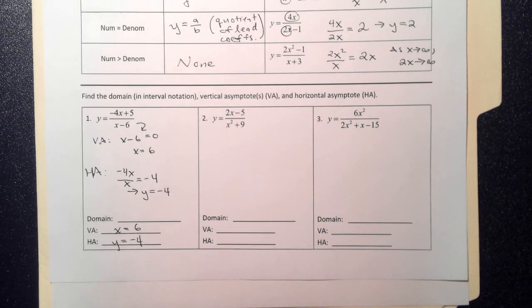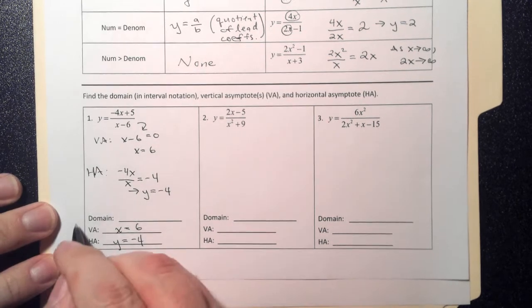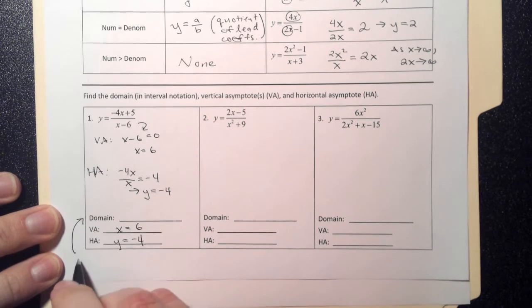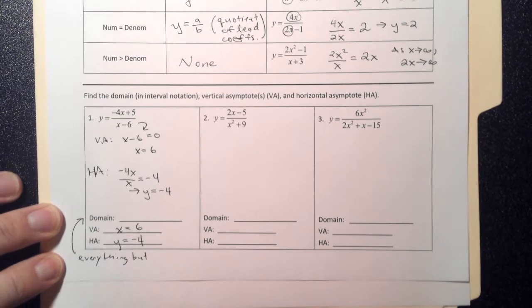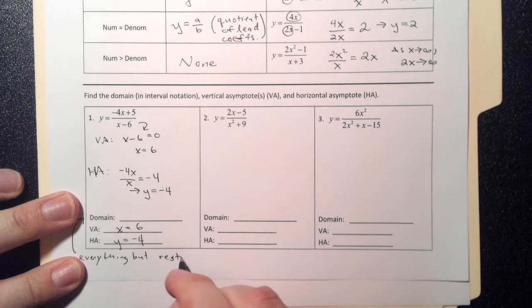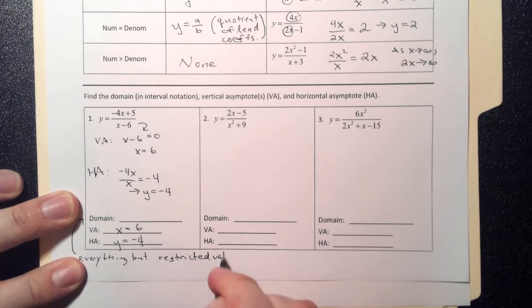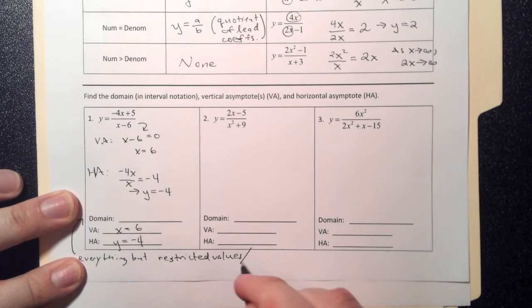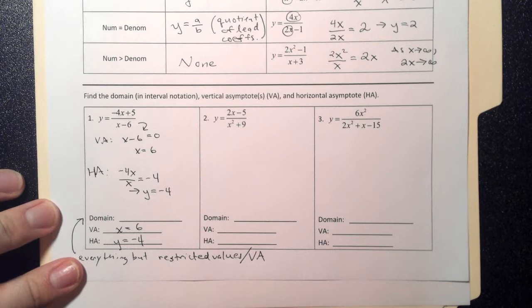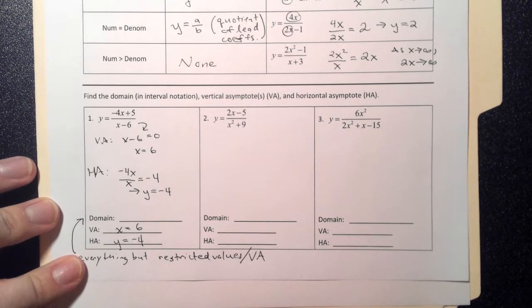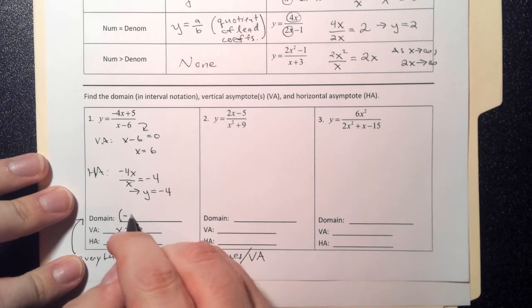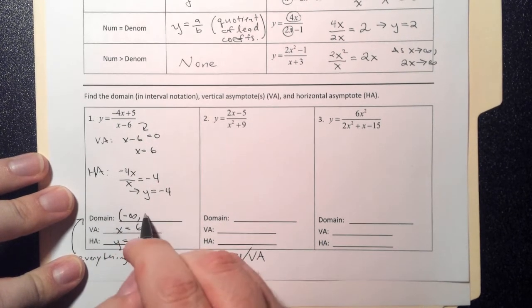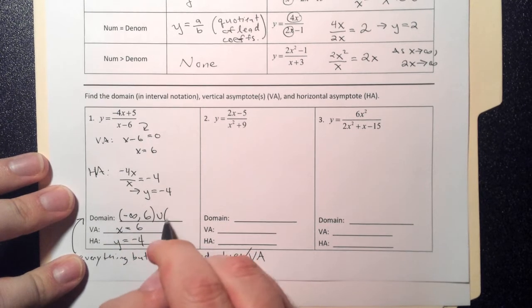Okay, so lastly, what about my domain? So the domain is everything but the restricted values or vertical asymptotes. So I need everything except 6. In interval notation, that means I'll go from negative infinity up, up, up, but I got to skip 6.